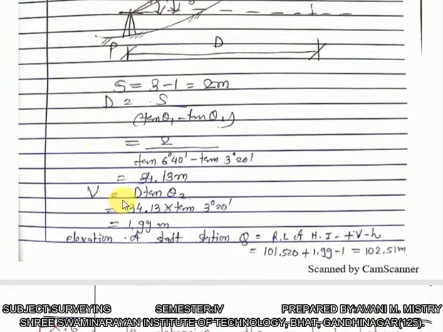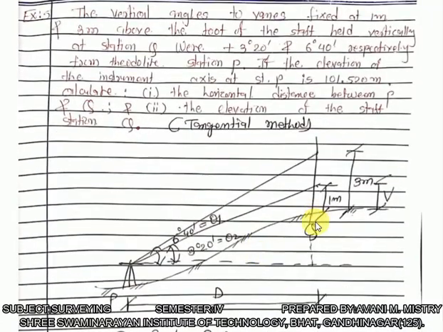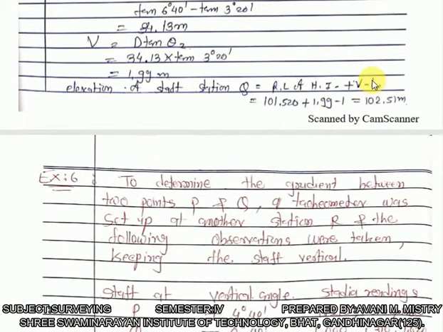Put the value of D in the equation of V, V is equal to D tan theta 2. Then we find the value of V, 1.99 meter. To find the elevation of Q, we have RL of HI is 101.520 meter plus V minus 1 meter. That means plus V minus H: 101.520 plus 1.99 minus 1, that is 102.51 meter.